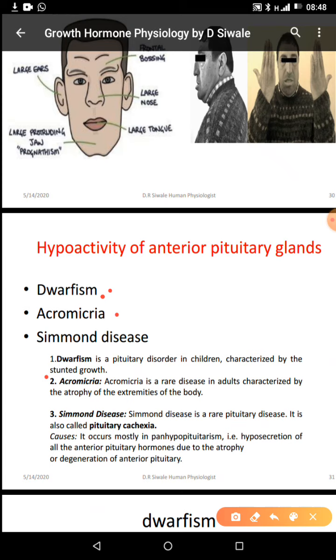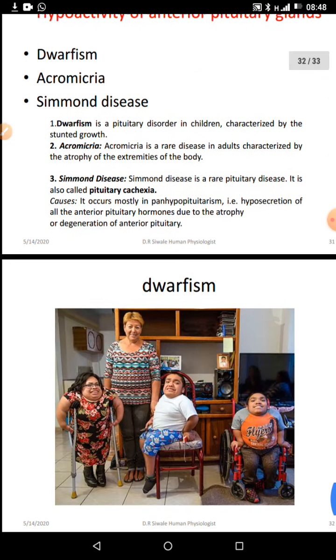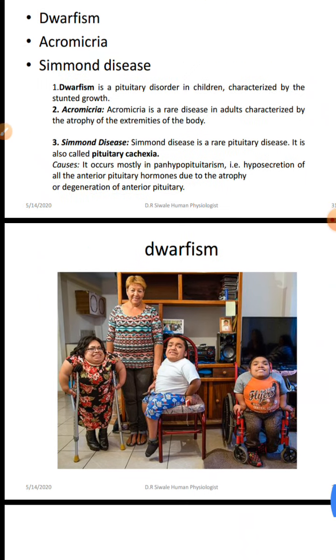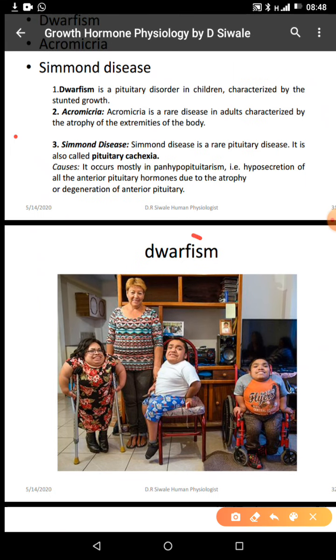And Simmonds disease is a rare pituitary disease. It's called pituitary cachexia. It occurs mostly in panhypopituitarism, that is hyposecretion of all the anterior pituitary hormones due to atrophy or degeneration of the anterior pituitary gland. Okay, so these are disorders of the anterior pituitary gland. So as you can see, that is a picture of dwarfism.